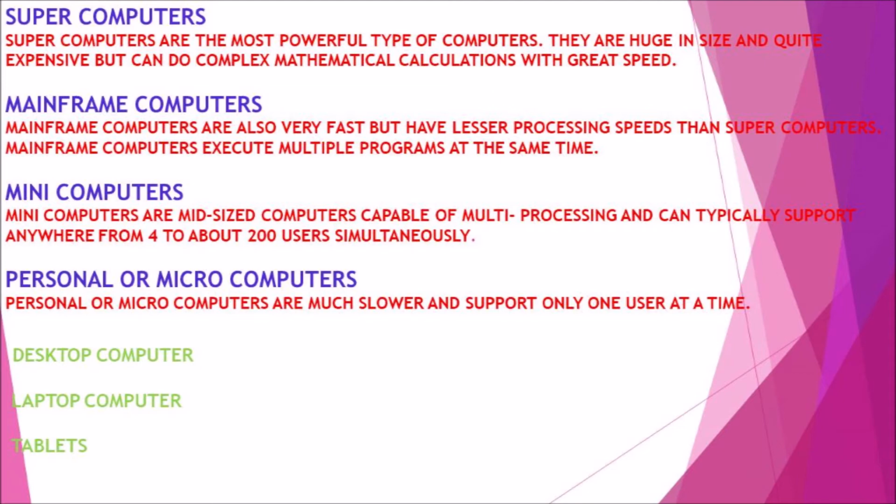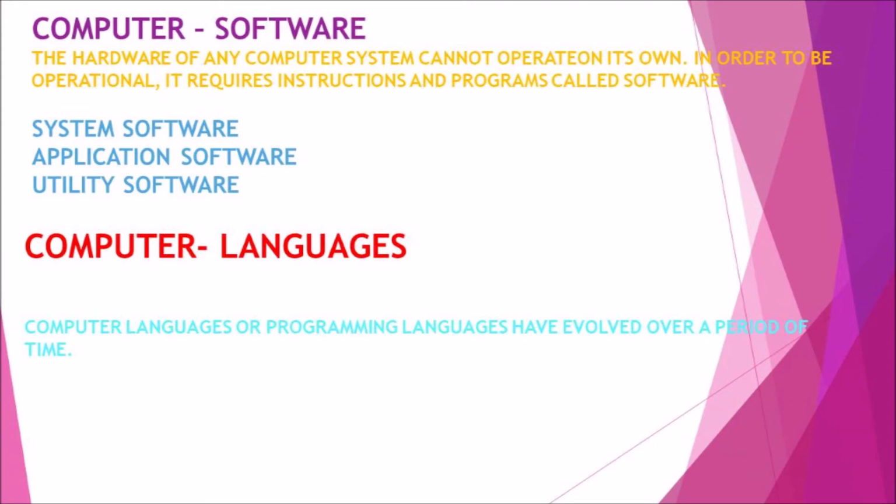And next one is a tablet. Tablets are hand-sized computers. They have no physical keyboard. The screen acts as both an input and output device. On the screen you will be able to see, and also you give the input on the screen with the help of a virtual keyboard. So this is all about the general purpose computers.